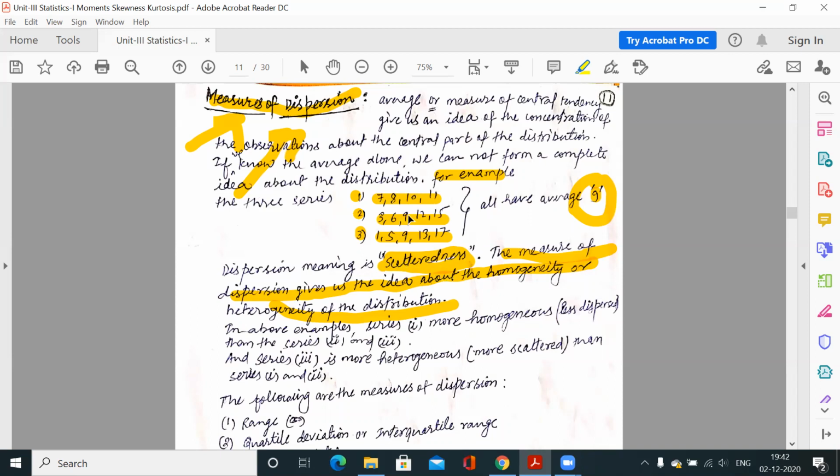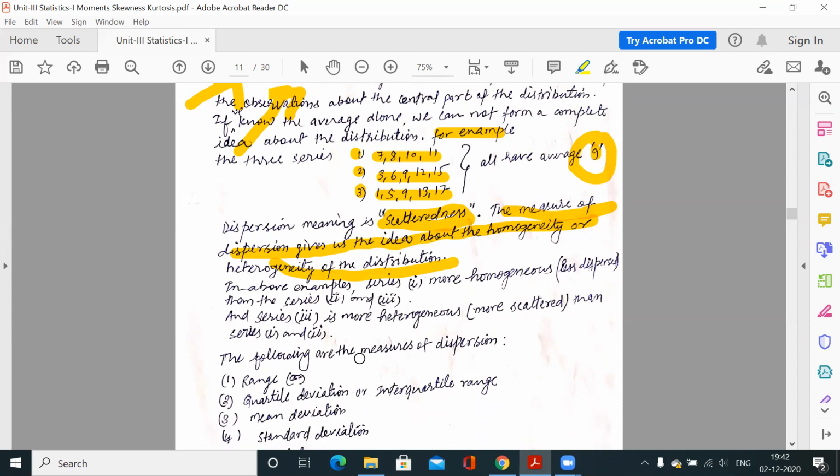So if the data points in the data are closer to the central value, or measure of central tendency, then we will say the measure of dispersion is less. And if the data points are more scattered, or they are far from the central value, then we say the measure of dispersion is high. So this is the concept.